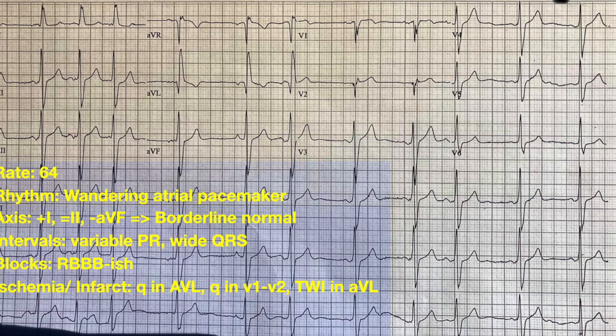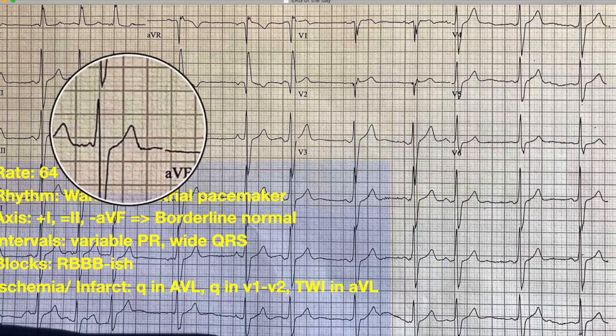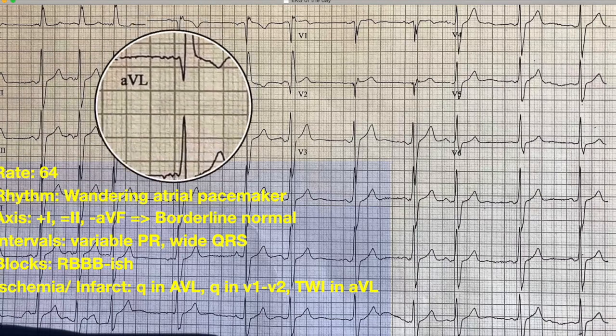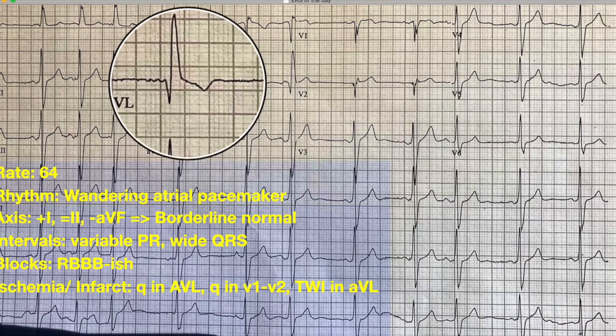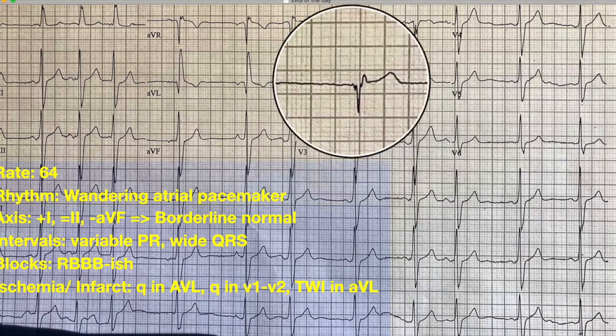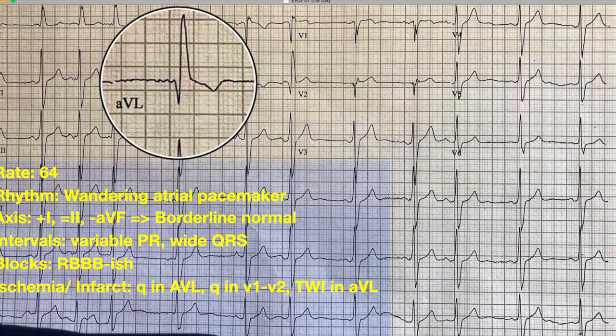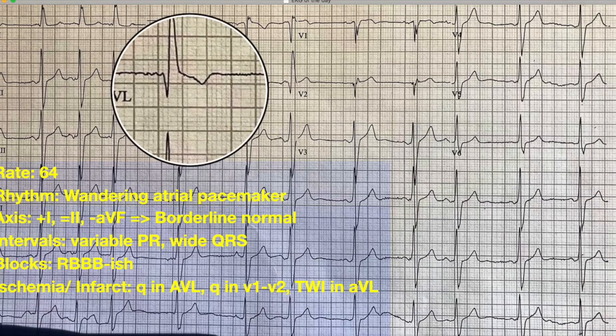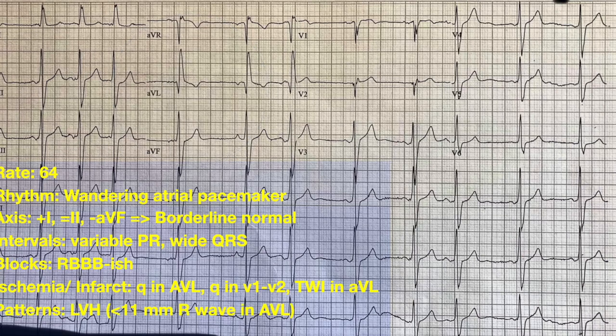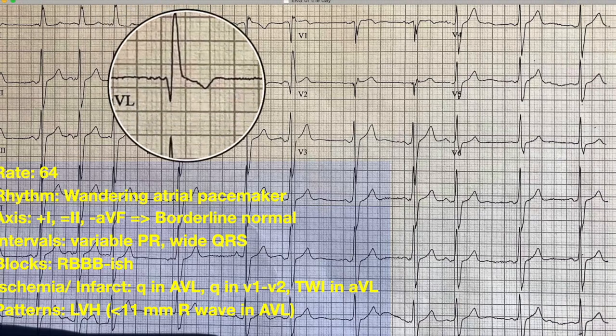The one thing that we do see is looking at lead AVL. We do see a Q wave here, which is not entirely normal. We see a Q wave in the septal leads as well. So this may indicate an old infarct, not one that's actively happening, because it takes, again, hours to days to develop Q waves after you infarct. But a Q wave that's in a place where it's not supposed to be is a sign of an old infarct, generally speaking.